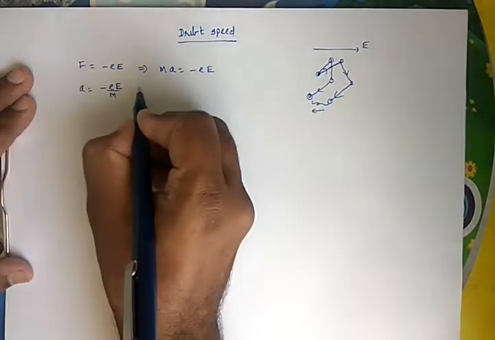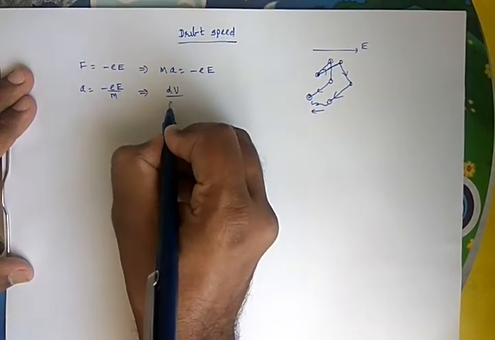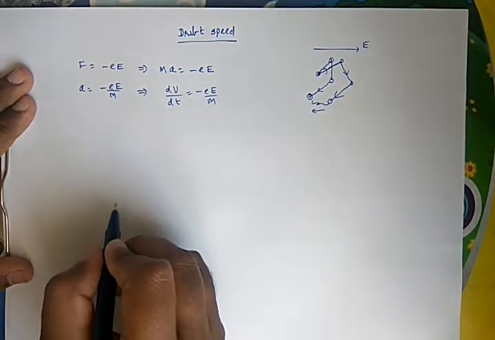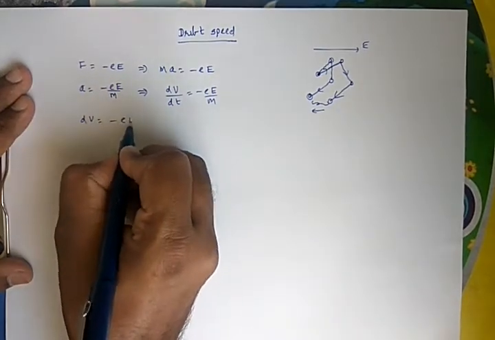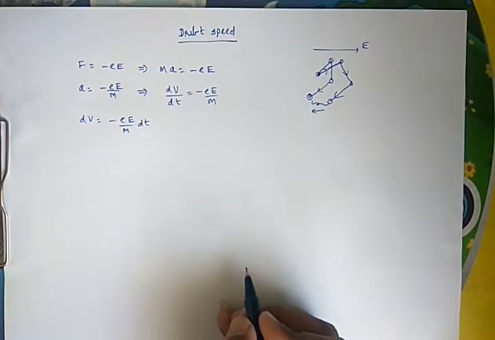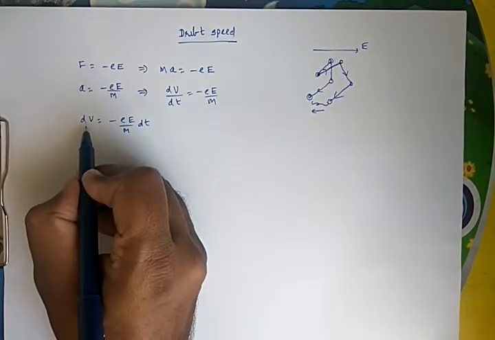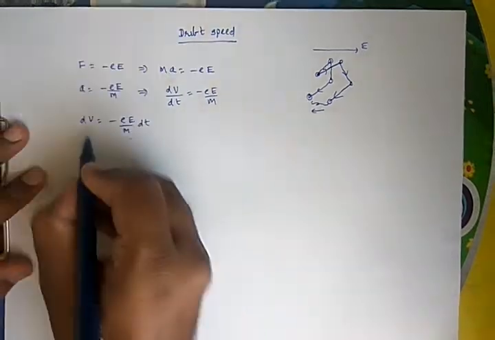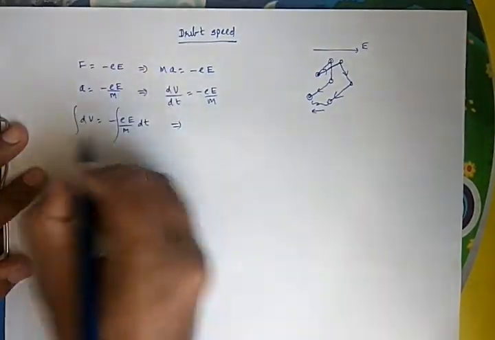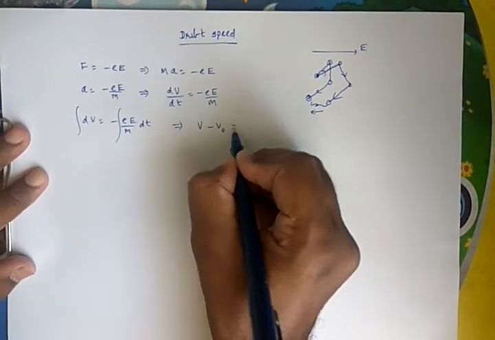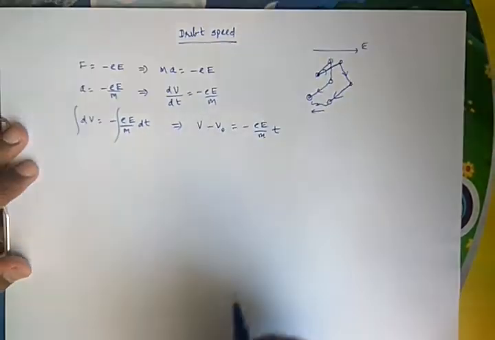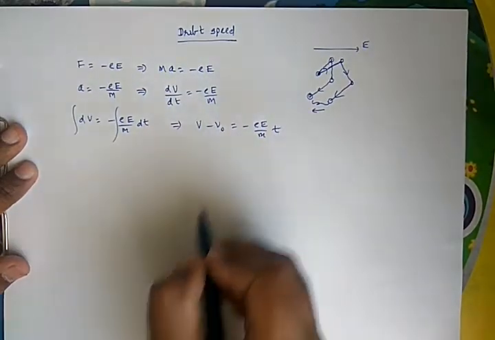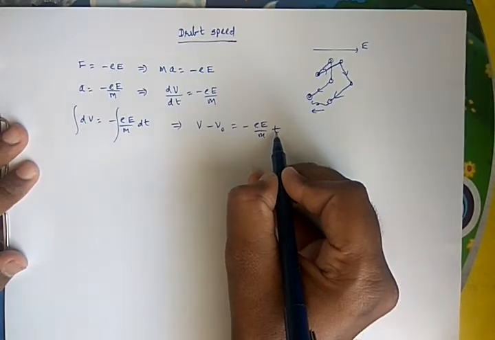We know the rate of change of velocity is defined as acceleration. So you can write dv by dt equals minus eE by m. Then dv equals minus eE by m into dt. So the velocity of the electron keeps on increasing until it has a collision. Once it has a collision, velocity becomes 0 once again and it starts again from there. When you integrate on both sides, you get v minus v0 equals minus eE by m into t. The velocity of the electron increases with time t until it suffers a collision.